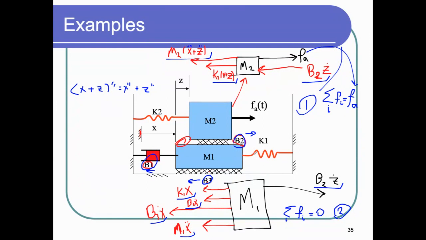K1x, okay. Does this spring help M1 move to the right, or does it actually push it, make it harder for M1 to move to the right?